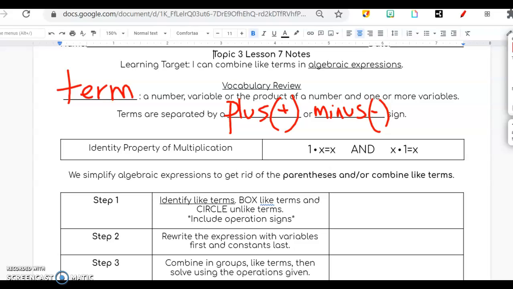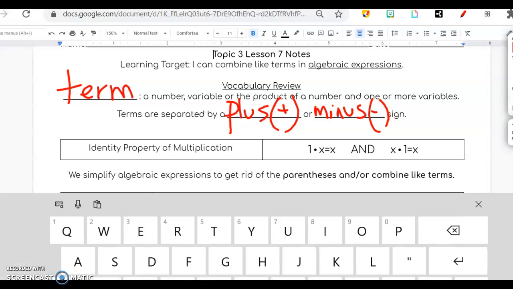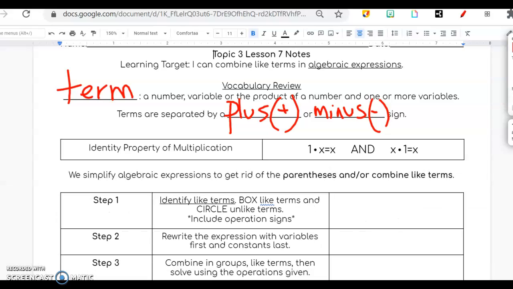So I'm going to do a sample problem in the far right boxes step by step, and I want you guys to follow along with me as well. So we're going to do, let's do 2x plus 3 plus 4y plus 2 minus x plus 7y. Okay?